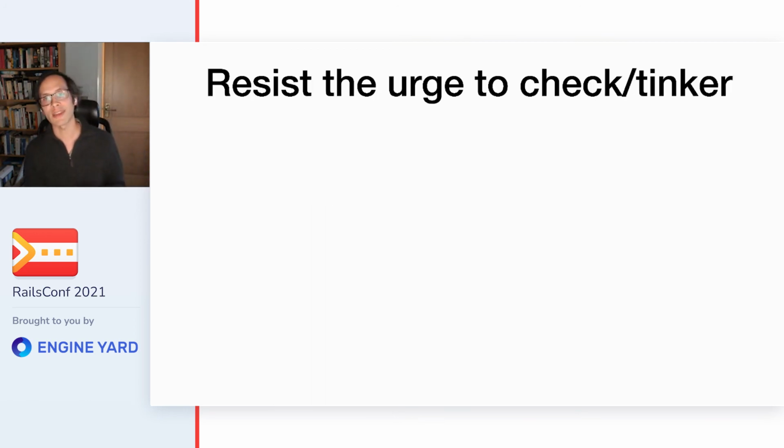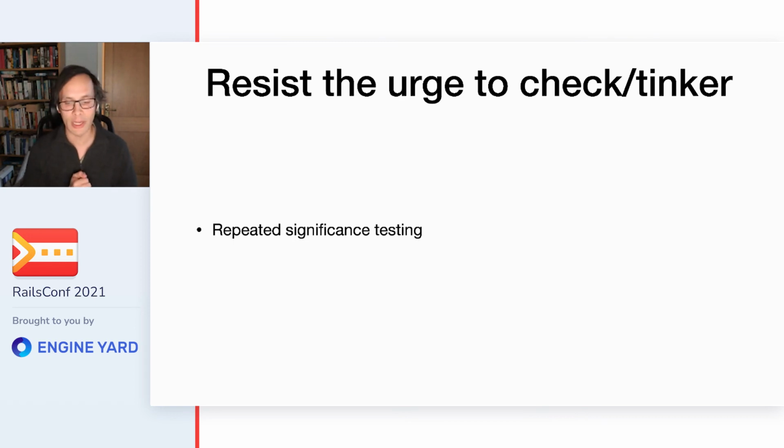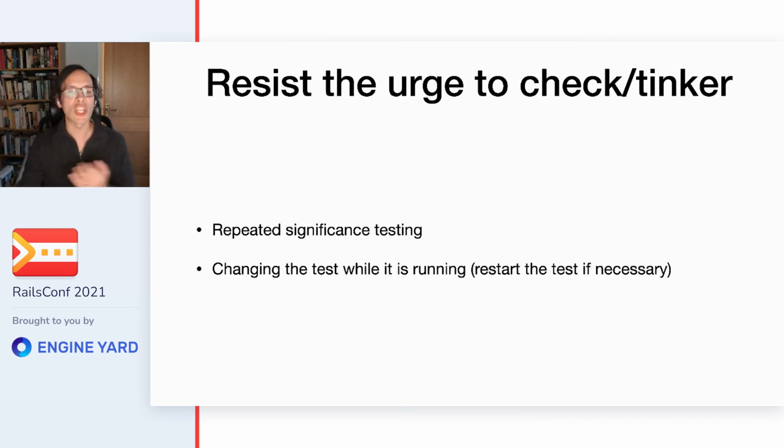Resist the urge to check and tinker with things. So that covers repeated significance testing that we talked about earlier, but generally changing the test. So maybe halfway through the test, you find a bug. Obviously, you're inclined to fix it, but if you do that, then your results will be half with the bug, half without the bug. And again, you won't really know what the test conclusions mean. So fix the bug, by all means, but then restart the test.